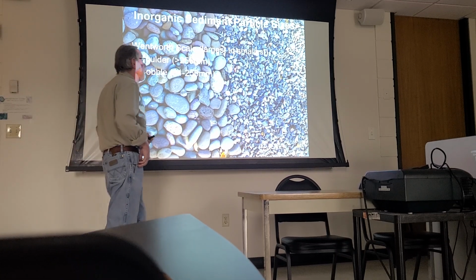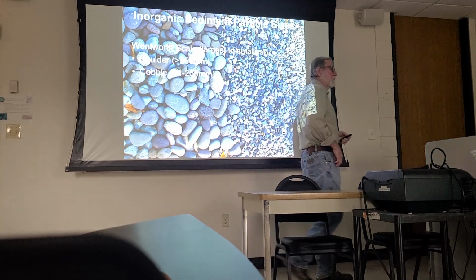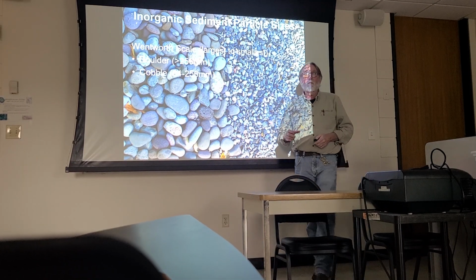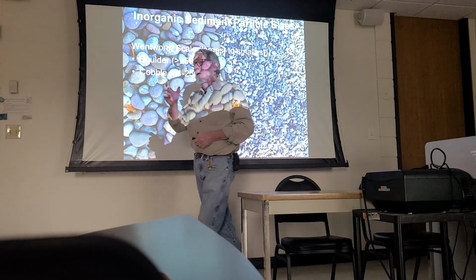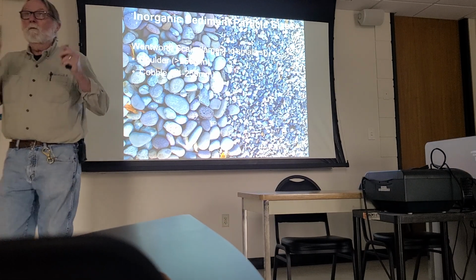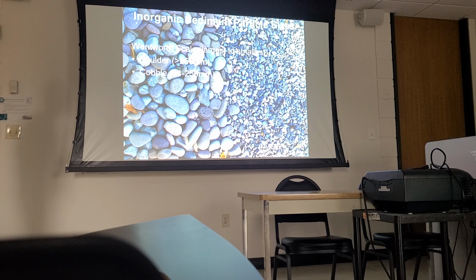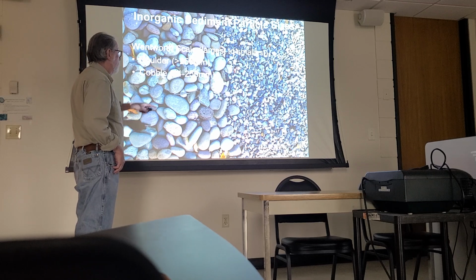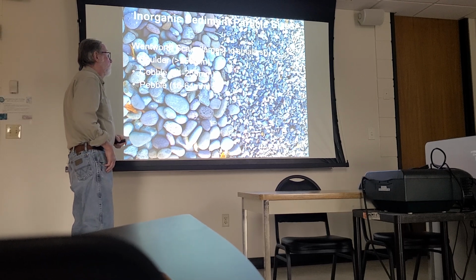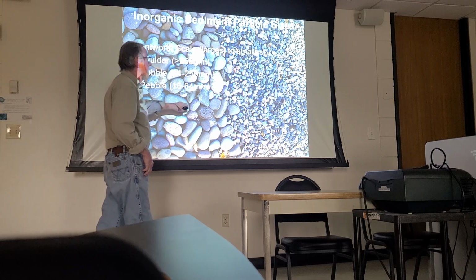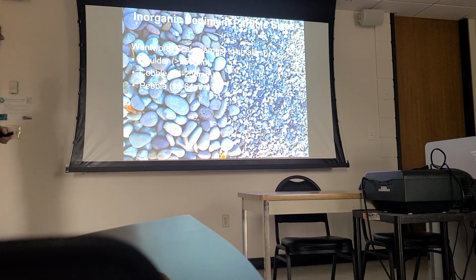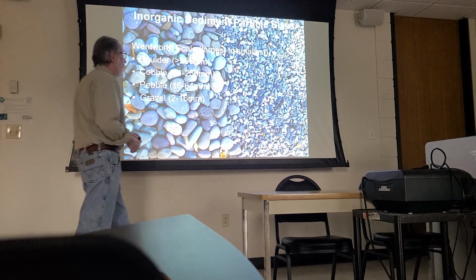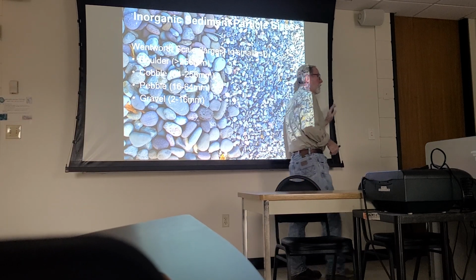Cobble then is the next size down, and that's basically 64 to 256 millimeters. Okay, so about yay big. So all these terms have real meaning. So basically, what you're looking at here, I don't see any cobble in this picture. Pebble, I see. This would be pebble over on this side, 16 to 64 millimeters. Gravel, this would be gravel over here. 2 to 16 millimeters is gravel.